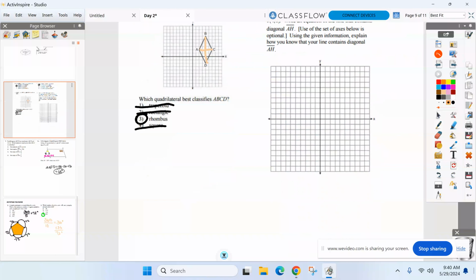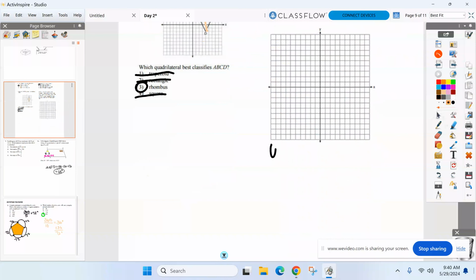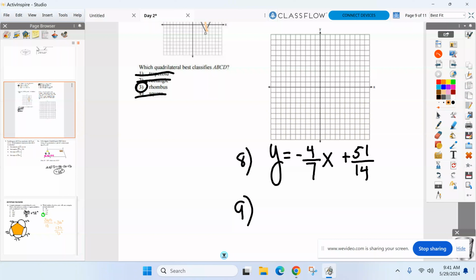Number 8's a tough one. The numbers are not going to be pretty, as you're going to see by my answer when I put it up here. You're going to have to use what we used yesterday, writing equations of lines with your properties of quadrilaterals. So here's the answer to number 8. Not pretty. There's number 8. And here comes number 9. Choice 3.